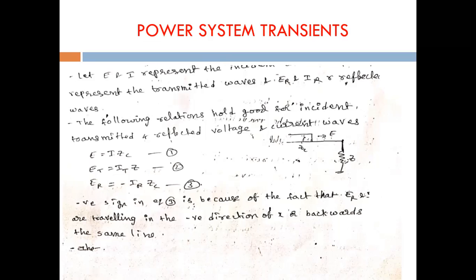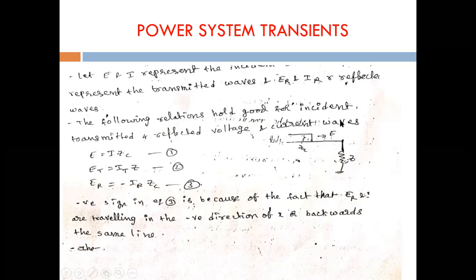Next, write down the equation for the reflected voltage ER. Therefore, ER is equal to minus IR into ZC. This is equation number 3. This is the incident voltage, this is the transmitted voltage, and these are the reflected voltages. ER is the reflected voltage.